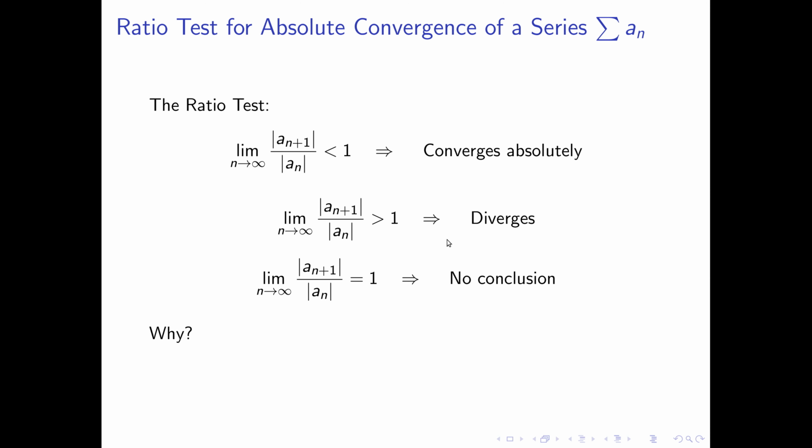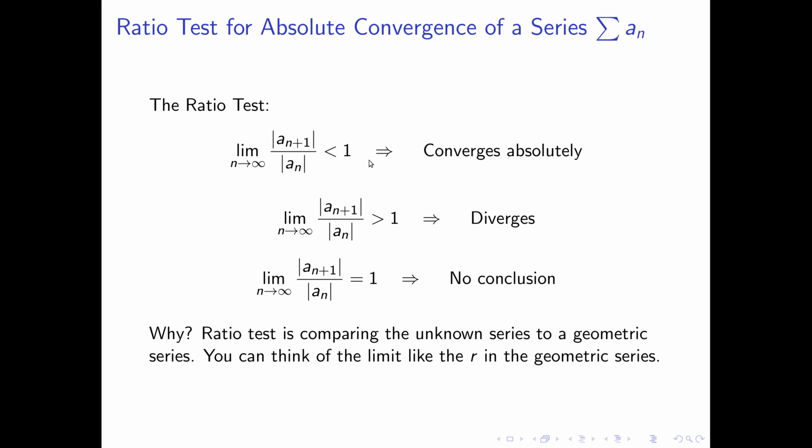Now you might be wondering why this is true, why this is less than 1, greater than 1, and 1. And the reason is because we're actually comparing this series to a geometric series. And if you've forgotten what a geometric series is, we're going to talk about it in just a second. But I just wanted to mention that the conclusions here you can remember as being the conclusions of the ratio or the geometric series, right? As your terms, except this is the comparison of the terms and not the terms themselves.